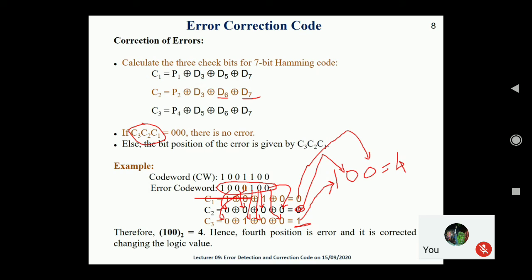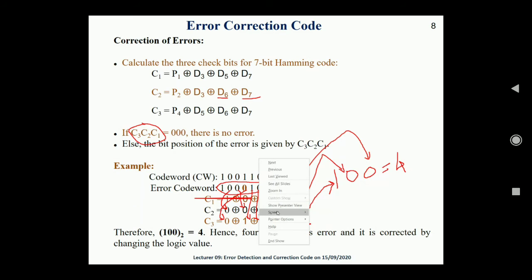So the 4 bit position is... See here, 4 bit position. See here, 1, 2, 3, and 4. The 4th bit position is the same. Now it is 0, and now we are converting 0 to 1. So here I am writing 100, therefore it is 4.